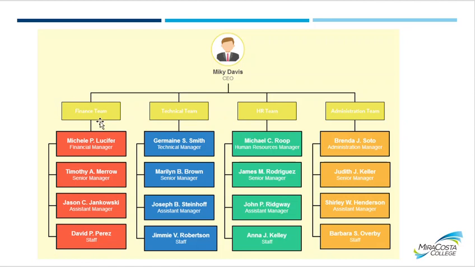And then under the finance team, you have a certain amount of employees: finance manager, senior manager, assistant manager, and staff. So it kind of goes in the order of who's the higher up and who's kind of on the bottom, entry levels down here. Technical manager, senior manager, assistant manager, staff. So that's kind of how the workflow is.